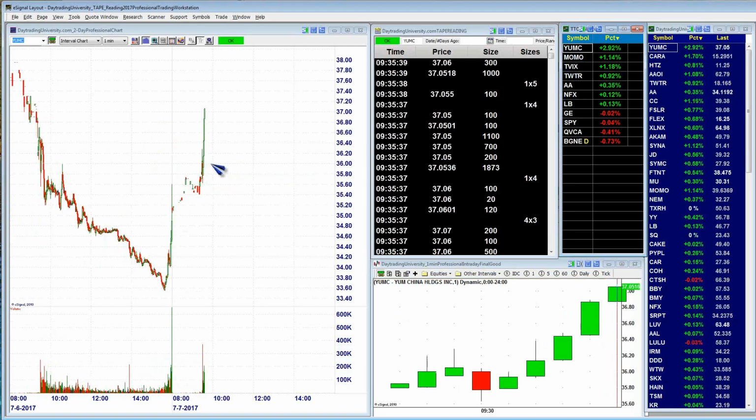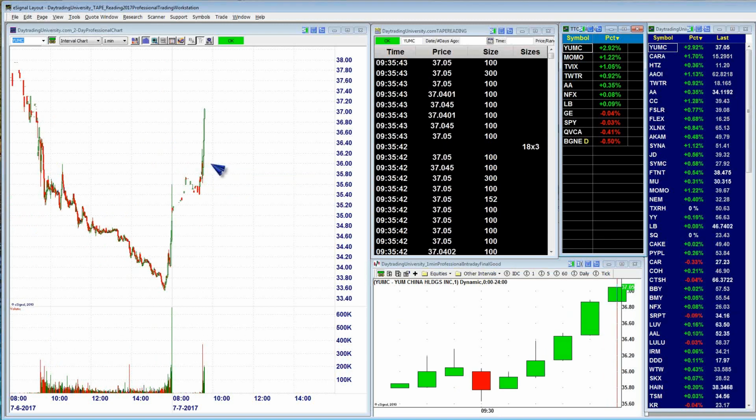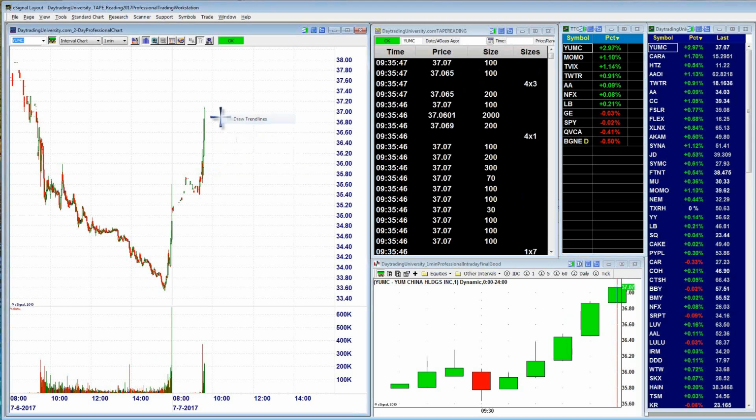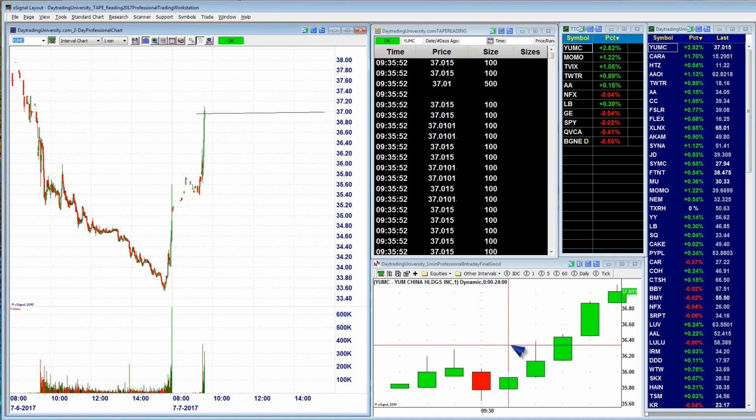You want to use tape reading with charts that go a little something like this. Booyah, buy, buy, buy. But wait, not so fast there, Sparky. We're at 37. That's a whole number resistance, so we may well get a reversal. So what do you see?